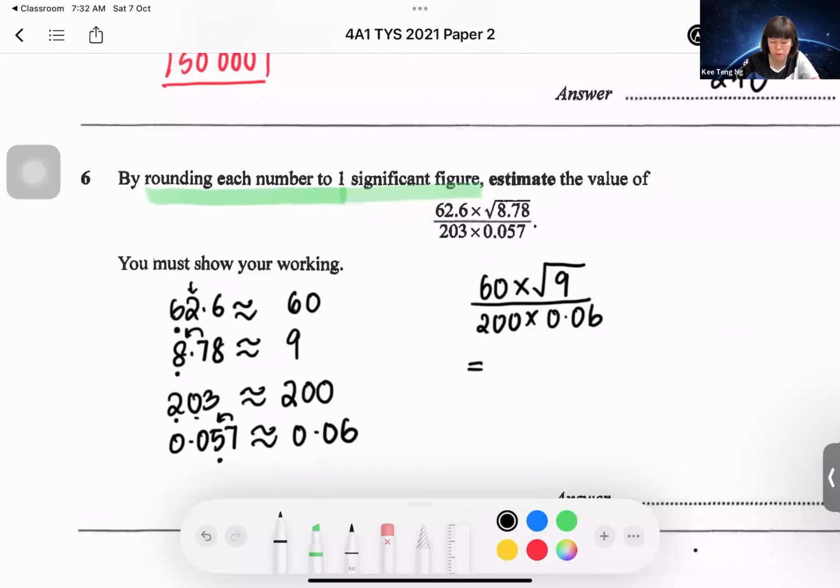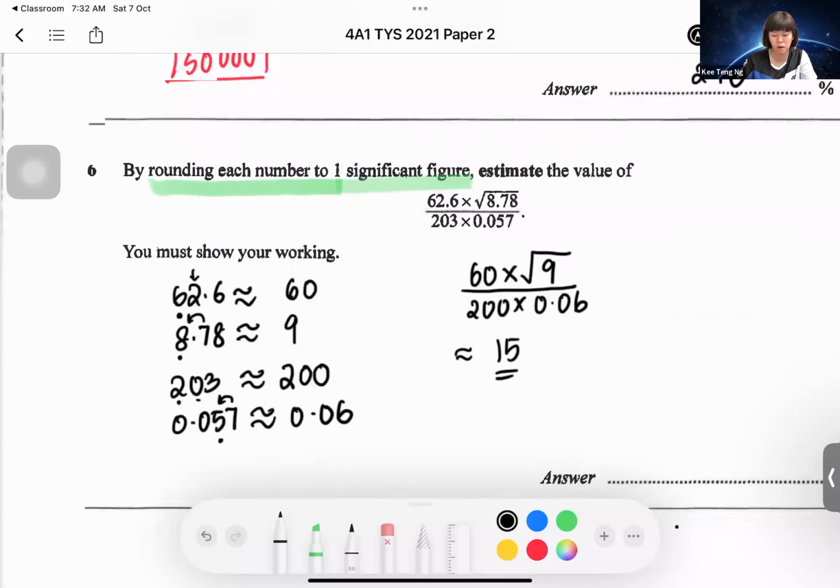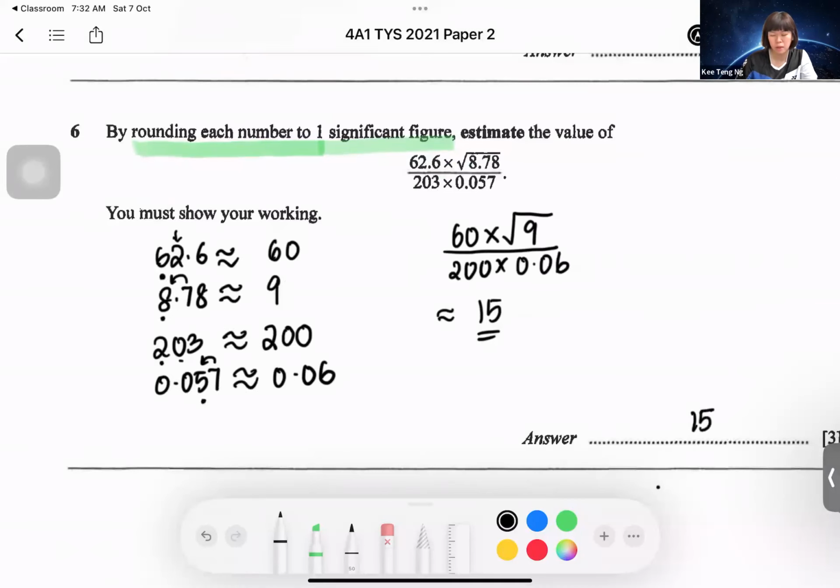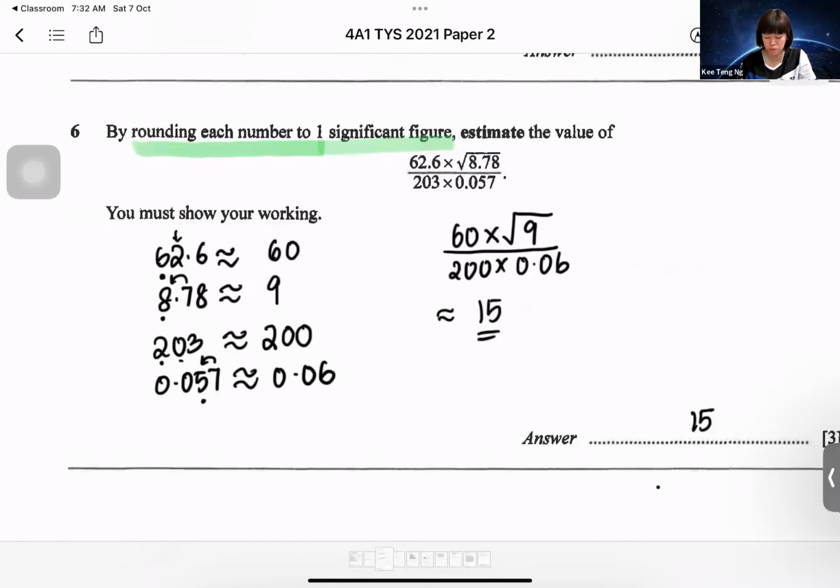That will give me the answer approximately 15. So the estimated answer is 50, right, in my calculator. So this one will be your answer. Okay, read the question. Sometimes the question asks you to work out the number, then estimate or round it off, right? But this one is round off first, then estimate. So there is a little bit of difference in the instruction.